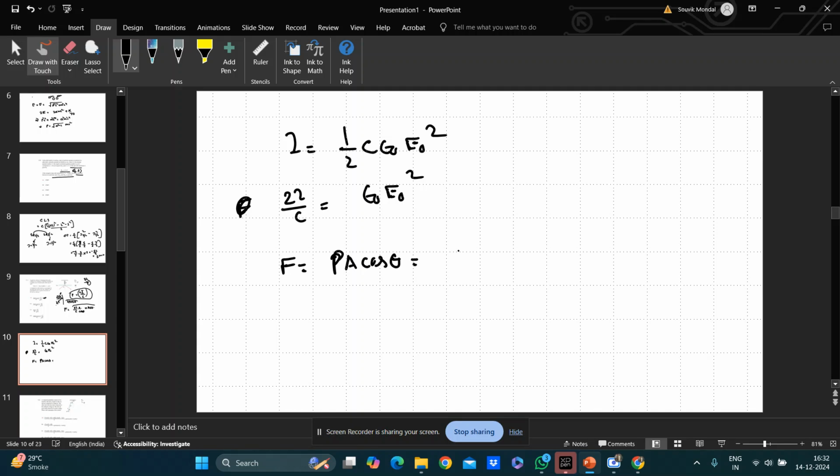Okay, so epsilon naught E naught squared cos theta into A. So what is delta x? Delta x is simply F by k, so you have to divide it by k.